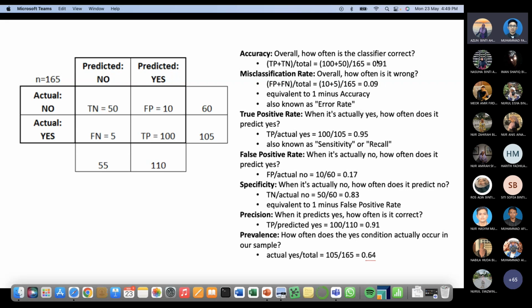Kan, prevalence, actual yes bahagi dengan total. Actual yes you ada 105. Maknanya total number of actual yes bahagikan dengan total number of samples that you have. Okay.